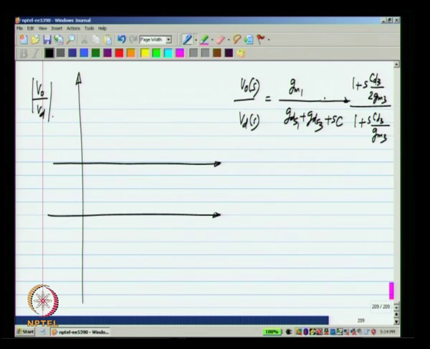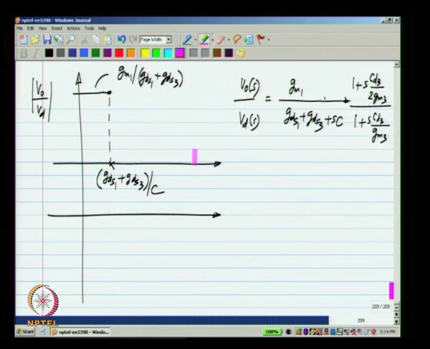So, the magnitude of the voltage gain will be GM1 by (GDS1 plus GDS3) at DC or low frequencies. The dominant pole will be at (GDS1 plus GDS3) divided by C. Now, this would be at the origin or 0 if GDS1 and GDS3 are 0. Then it follows an integrating type of behavior. So, it has a slope of minus 20 dB per decade.